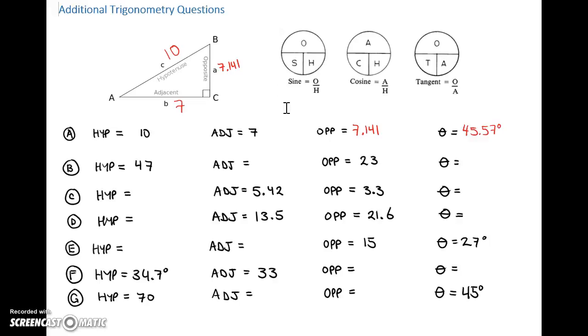So before you punch anything into the calculator, take a look at the values that are there and see if you can guess what the answer is going to be. Alright, so we found everything for this first triangle. Let's keep rocking along with the second one.